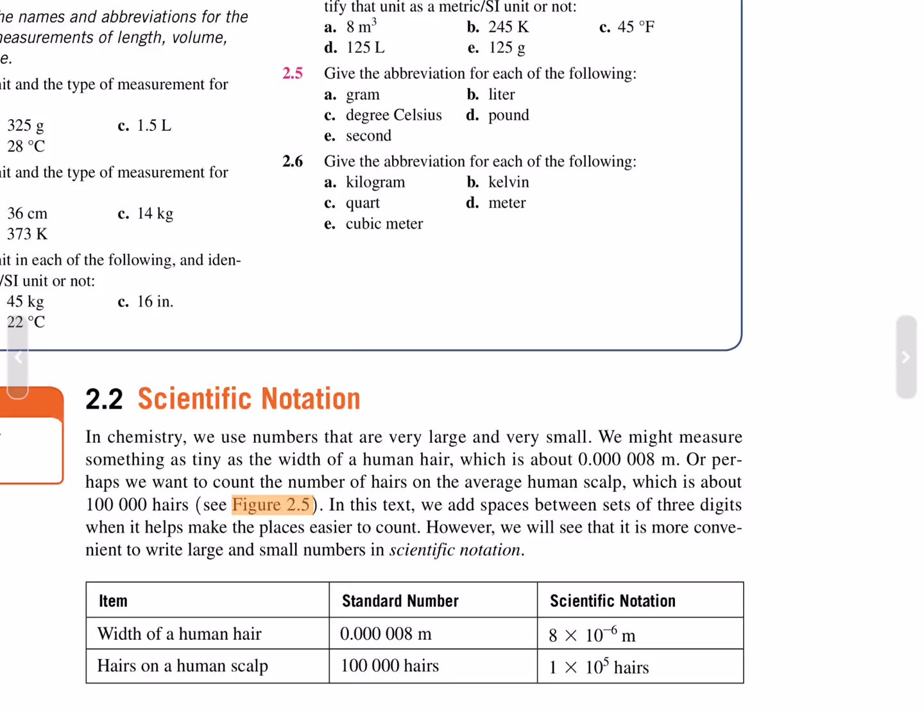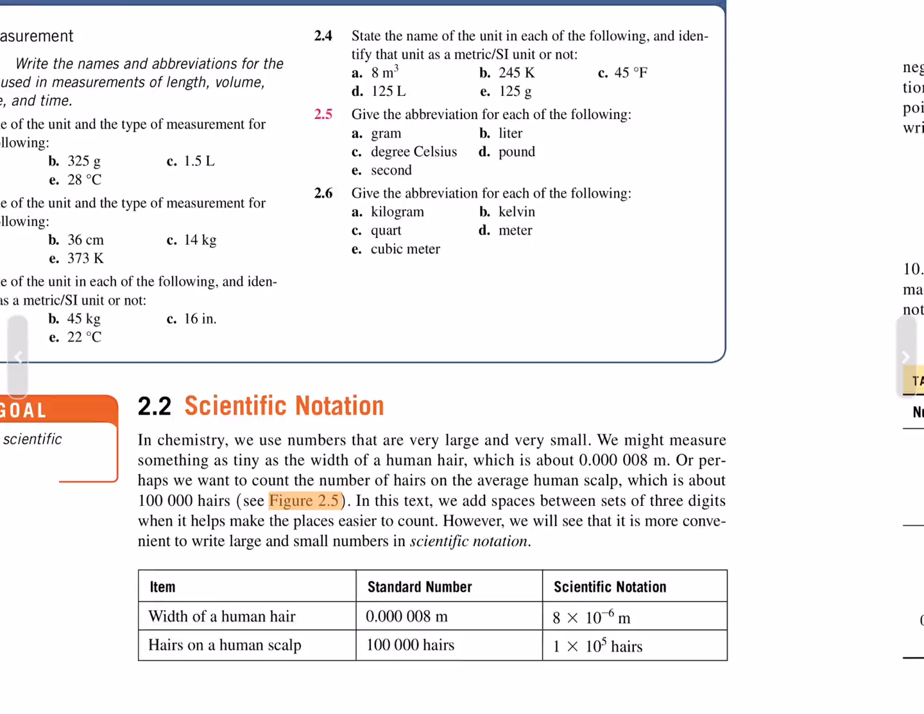Standard number 0.000008 in scientific notation is 8 times 10 to the negative 6 meters. 100,000 hairs is 1 times 10 to the 5 hairs.